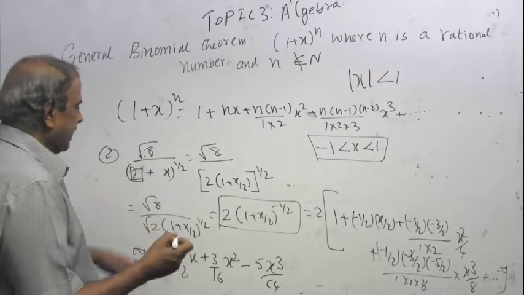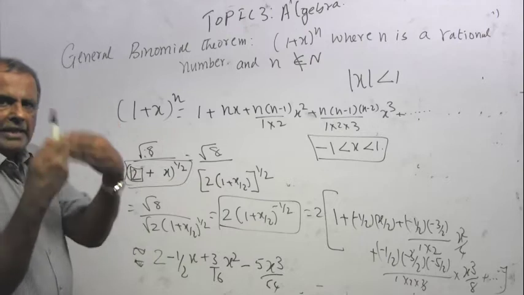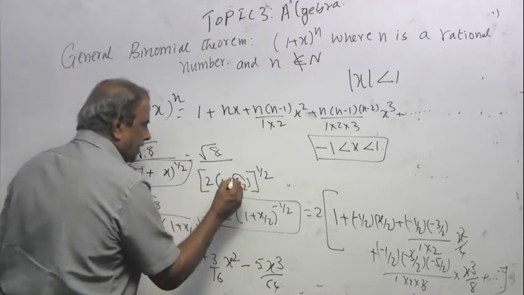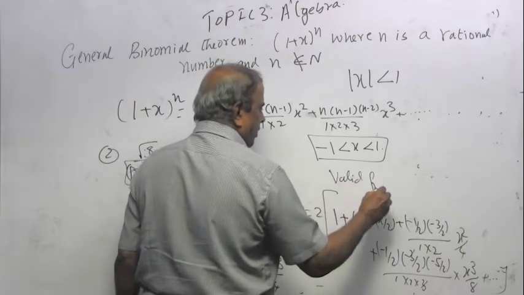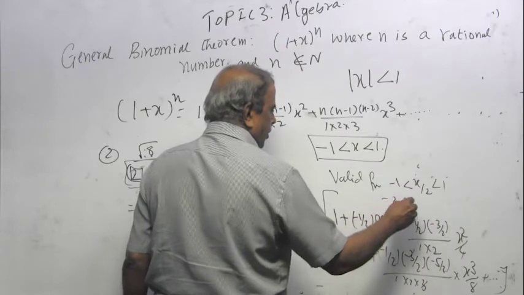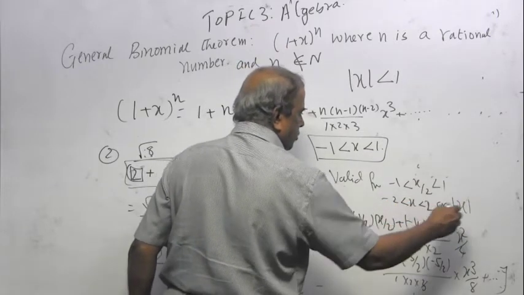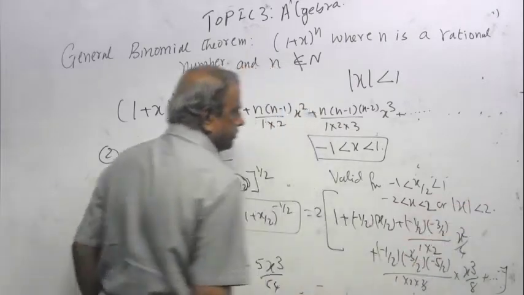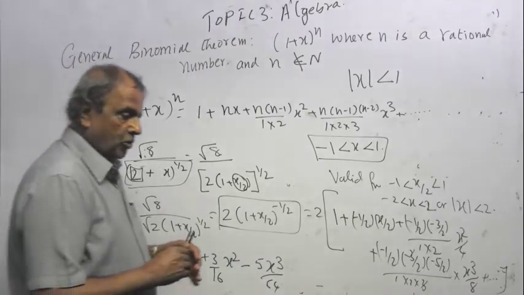Now validity. You might be expanding this, but you applied the binomial theorem for that. So you say valid for minus 1 less than x over 2 less than 1, or minus 2 less than x less than 1, or mod x less than 2. You understand that? So that's one.